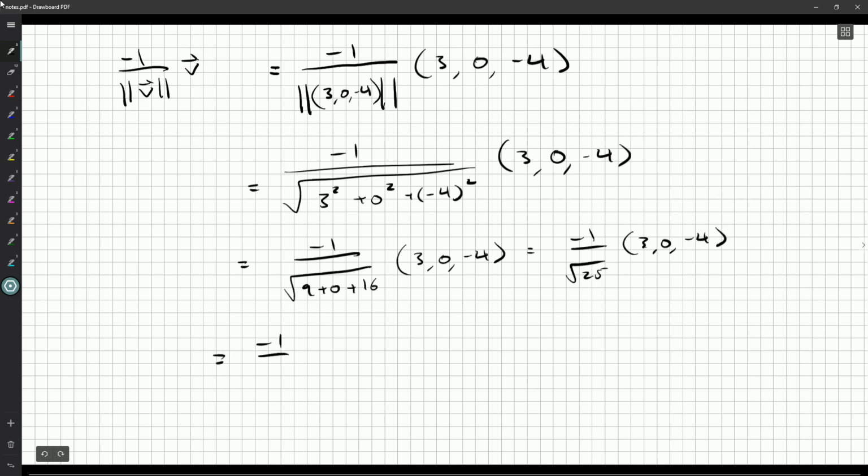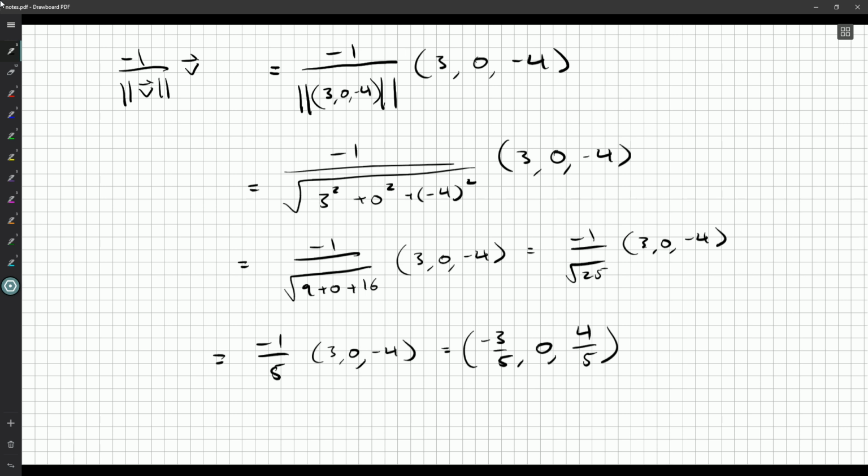So our scalar is negative 1/5. And now we can multiply that in. We'll get negative 3/5, 0. Negative 1 times negative 4 will just be a regular 4, so we get 4/5. And this vector is a unit vector. We can confirm that if we want to by figuring out its length. It'll be 1. But it's also pointed in the opposite direction to 3, 0, negative 4.